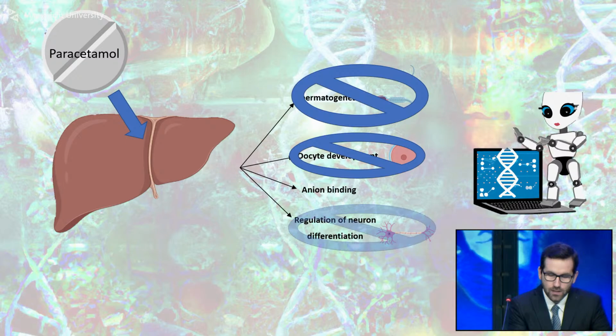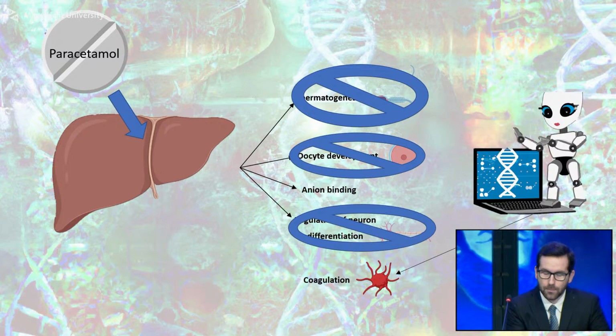First, the spermatogenesis, oocyte development, and neuron differentiation groups were removed. Not only that, but anion binding still remained. And even further, the coagulation group appeared as a new group, which, interestingly enough, was actually found in a previous paper as one of the effects of paracetamol on the liver.